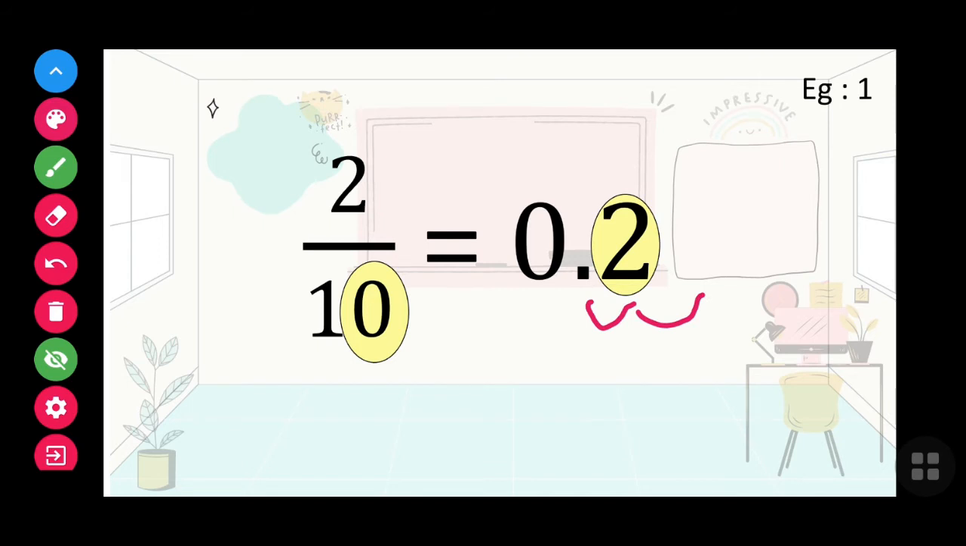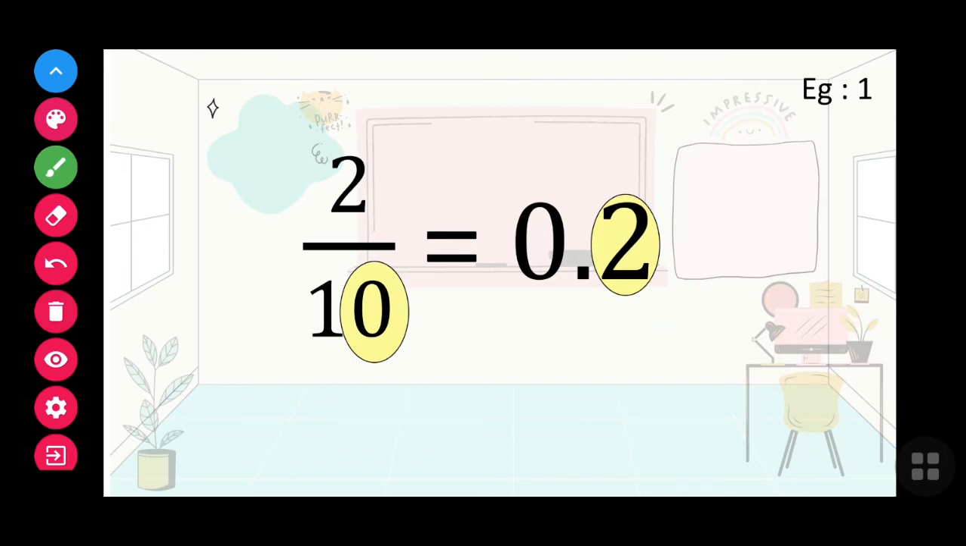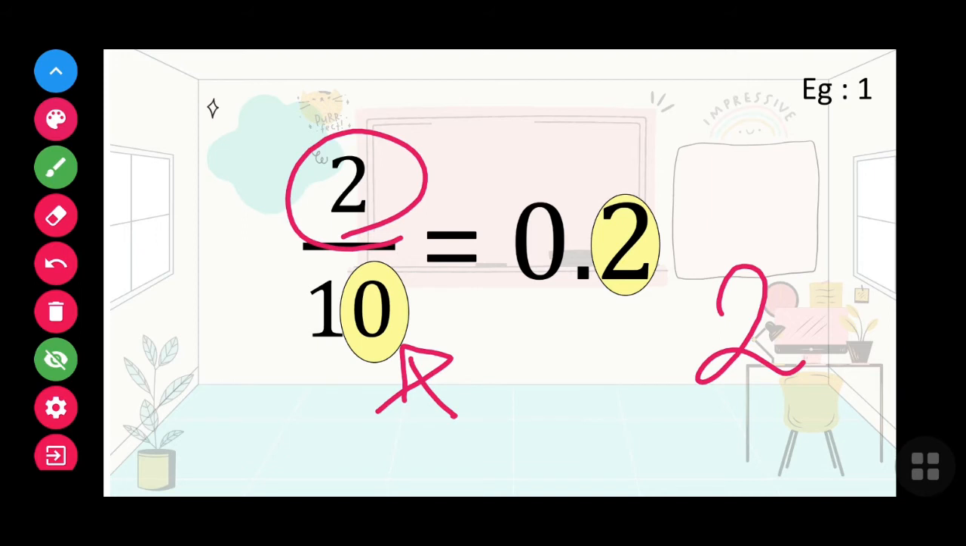Now the denominator is a power of 10, that is, we have 10 here, it has only one 0, therefore there will be only one decimal place. Now see, you write the numerator as it is, that is 2. 10 has only one 0, therefore you have to make this 2 in such a way that it has only one decimal place.